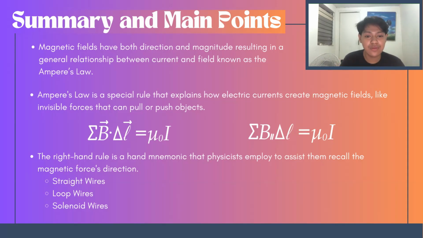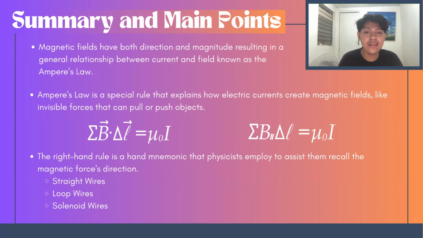So, the right hand rule. The right hand rule is a hand mnemonic that physicists employ to help them recall the magnetic force direction. So, make an L with your right hand. Like that, okay? So, there is a version for loop wires, straight wires, and solenoid wires.